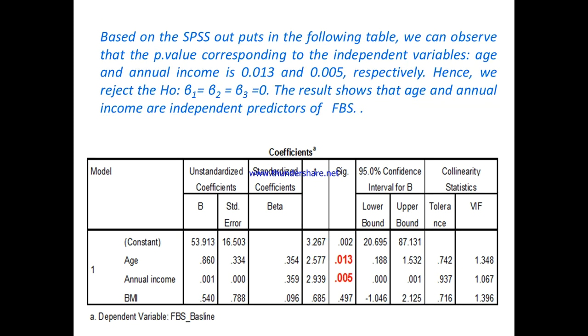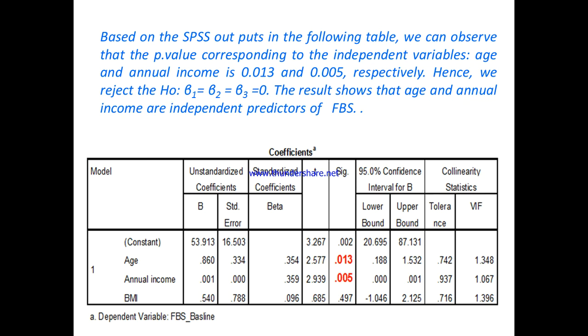Then the next table is the table of coefficients. In the table of coefficients, we can see the individual effect of independent variables on the outcome by looking at their beta value, and the combined effect has already been seen by looking at the R squared, which is 35.6%. Now, from the 3 variables, age, annual income, and BMI, you can see that age has a p-value of 0.013, which is very significant, and annual income has a p-value of 0.05. Therefore, these 2 independent variables are independent predictors of fasting blood sugar.